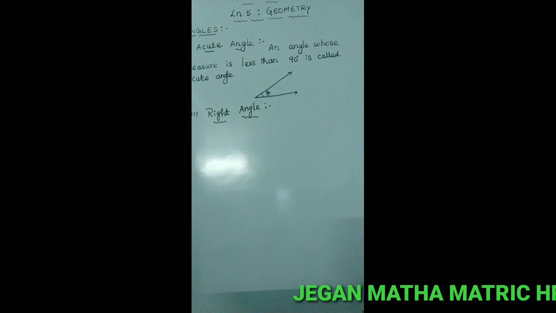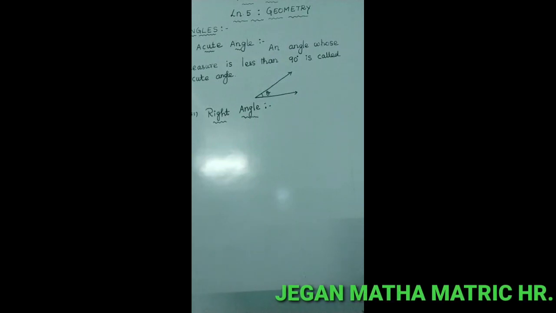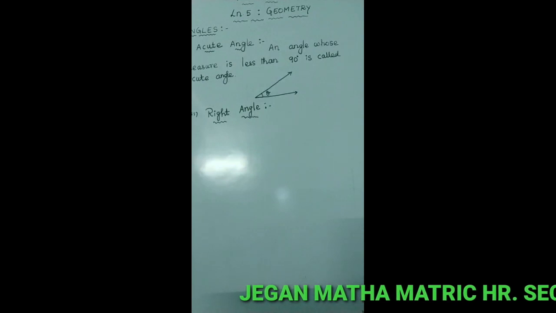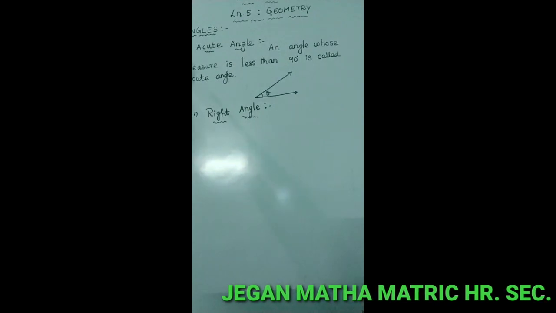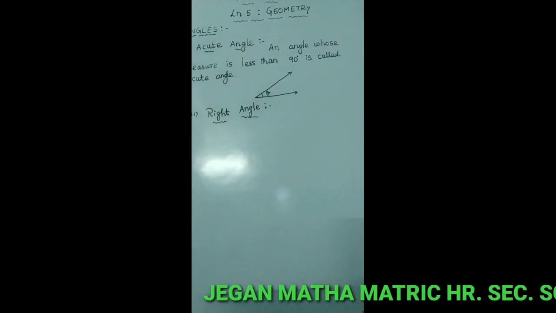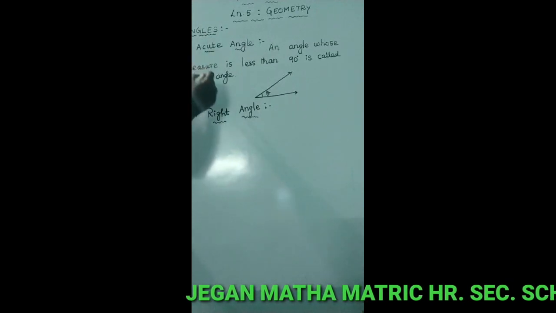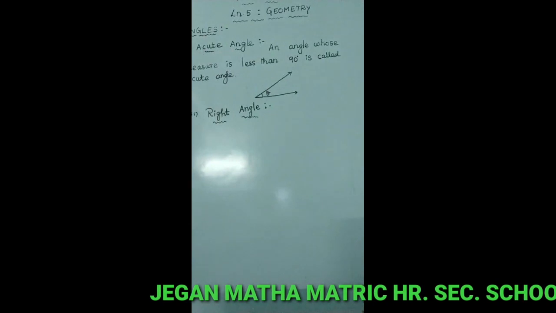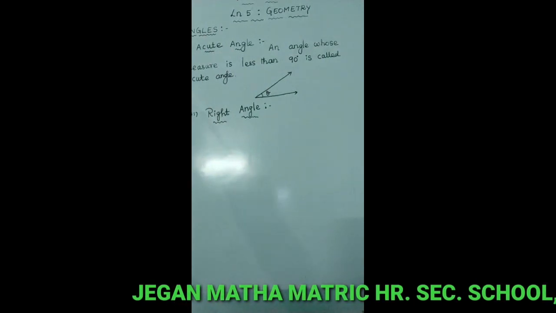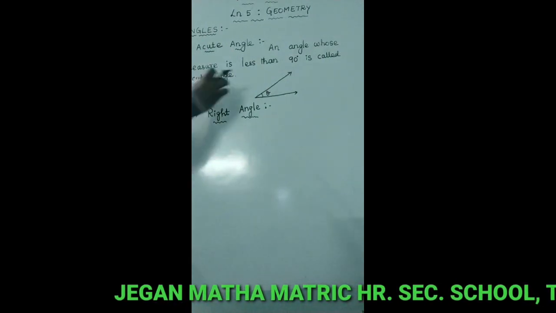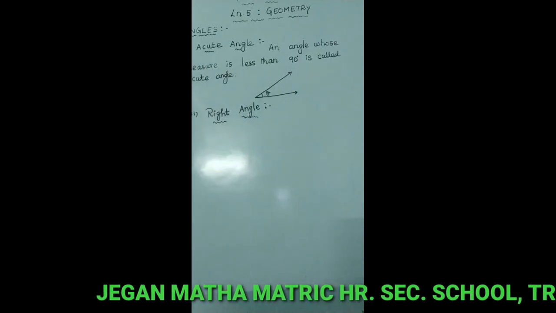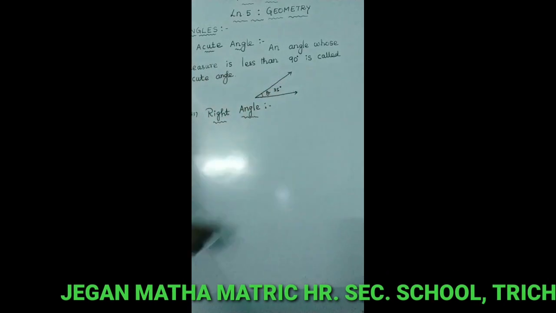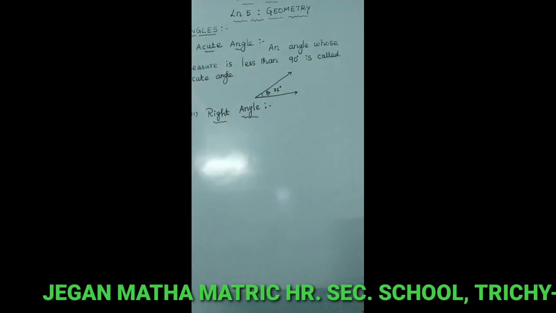The rays forming an angle are called arms of the angle and the common point is called the vertex of the angle. Now I explain acute angle. An angle whose measure is less than 90 degrees is called an acute angle. So acute angle means less than 90 degrees. This is one example for the acute angle, suppose 35 degrees.